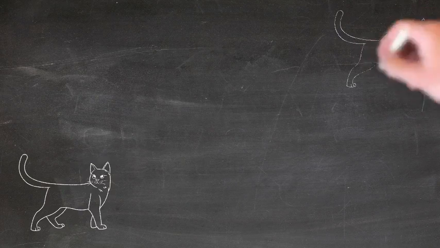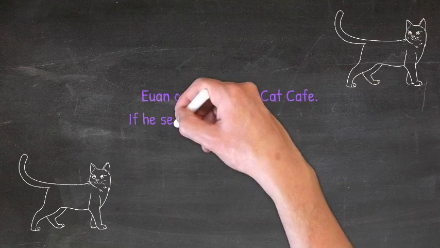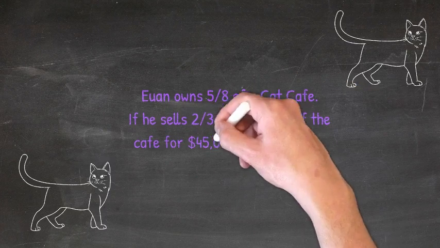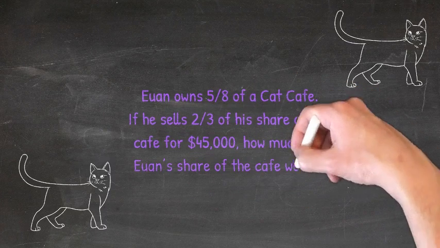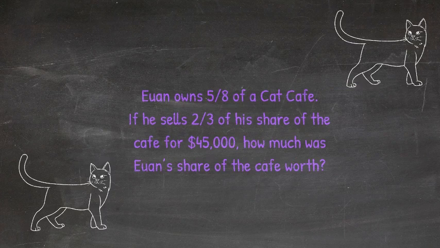Ewan owns 5/8 of a cat cafe. If he sells 2/3 of his share of the cafe for $45,000, how much was Ewan's share of the cafe worth? So this question is asking us how much Ewan's share was worth before he sold a portion of his portion off. So that means that our final dollar amount should be higher than $45,000.